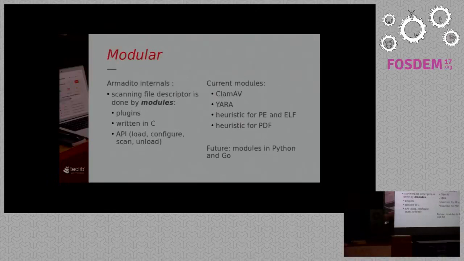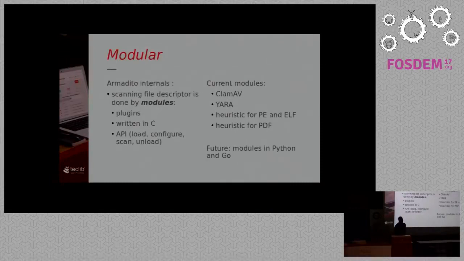Modular. Why? Because, in fact, analysis is not completely integrated and locked into the core of the antivirus. It's done with modules, which are plug-ins that can be dynamically loaded, written in C yet, and they use a small API, which is mainly four functions: load, configure, scan a file, and unload. We support yet 4 modules.